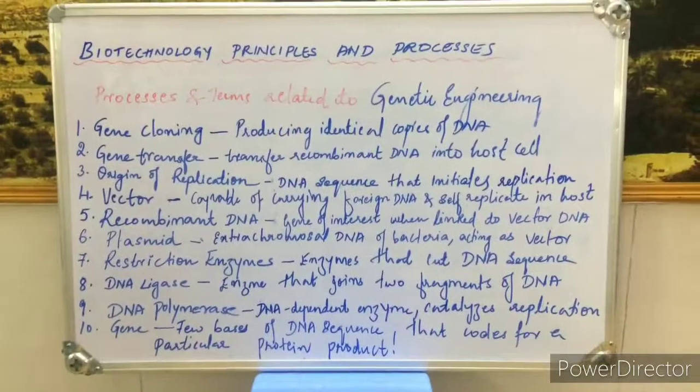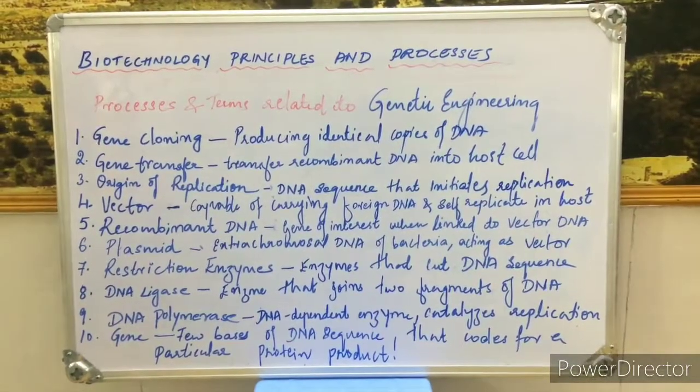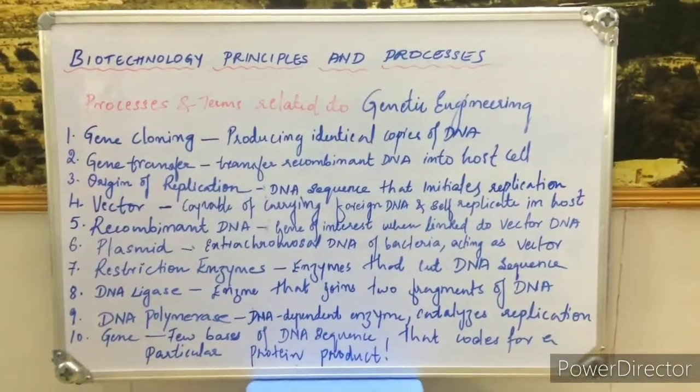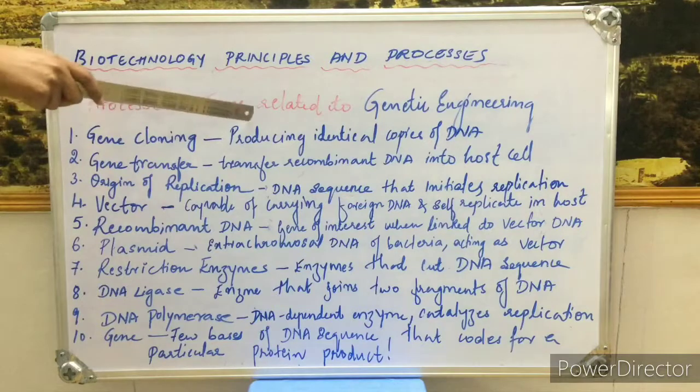Students, today I'll be continuing the chapter Biotechnology Principles and Processes. We have already discussed in the previous class what is biotechnology, what are the principles of biotechnology, what is the need for genetic engineering, as well as the advantages of genetic engineering over traditional hybridization. So all these we have studied in the previous class. Hope you all have understood that. So today I'll be proceeding with the next part of this chapter, that is processes and terms related to biotechnology.